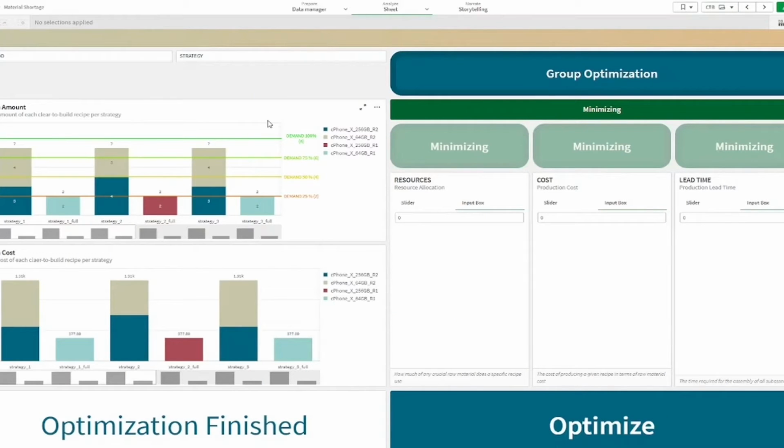So, we enter the solution and we navigate to the optimization sheet. Here we'll see two bar charts on the left, indicating the number of units to be produced and their production cost. Then, we see the optimization panel on the right. This is where the magic happens.